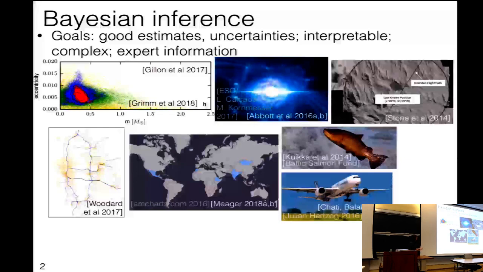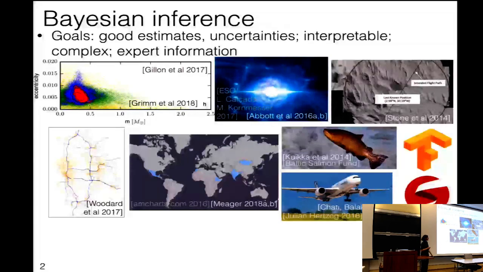Now, of course, there are other reasons to use Bayesian inference. It's interpretable relative to some black box methods. We can pinpoint exactly the things that we're interested in. We can build up complex models of natural, physical, and social phenomena. And we can incorporate expert information, which is certainly relevant in all of these examples.